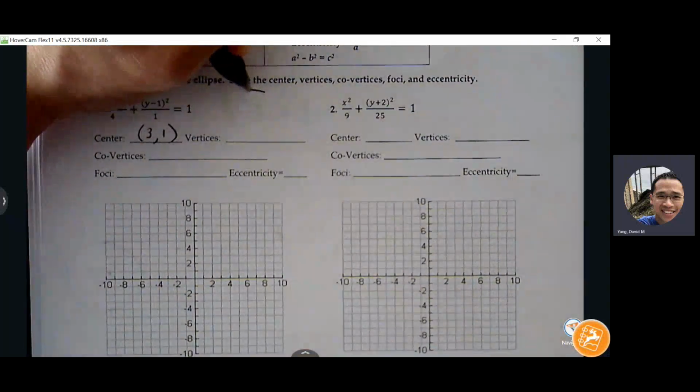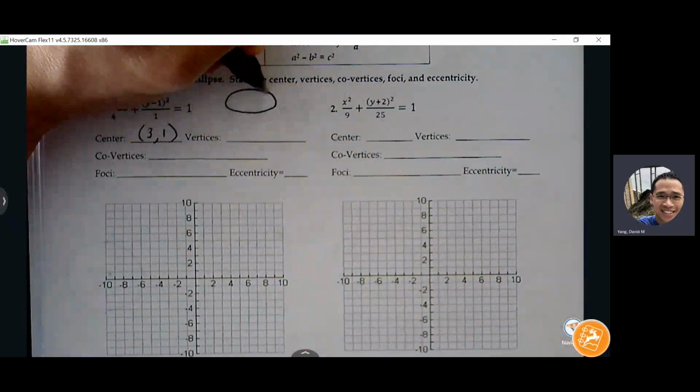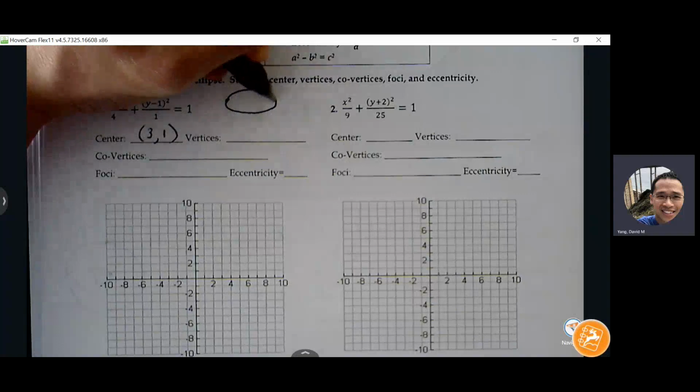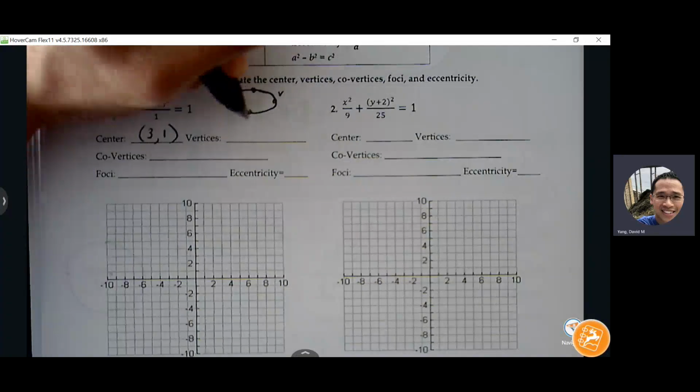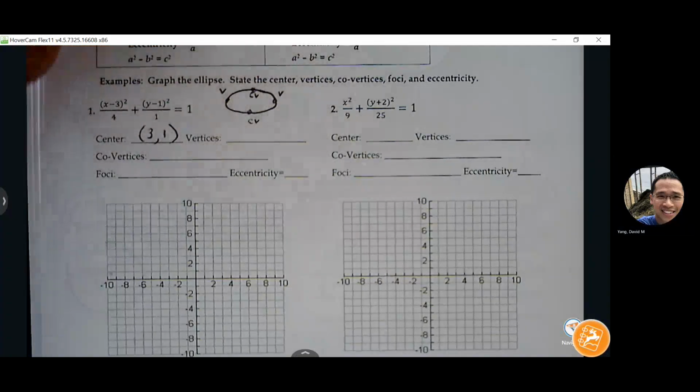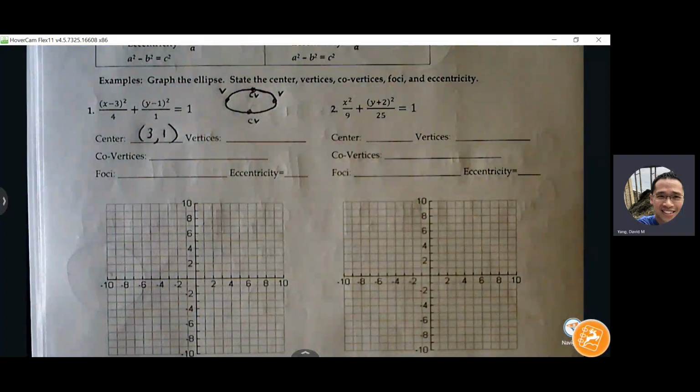So, just so that you can have something to compare with, this is what you would expect. You expect your vertex to be to the left and to the right. You expect your co-vertex to be above and below. So I like to just draw a quick diagram, just so that I can have something visual to connect with as I'm working through my problem.